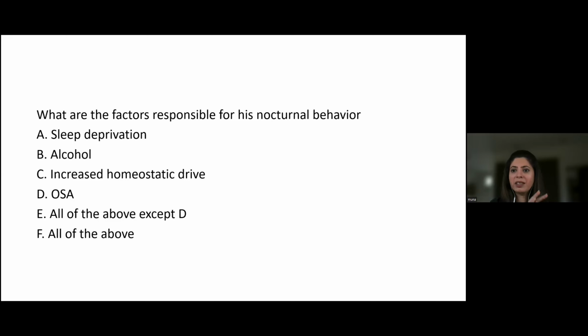Excellent. You guys already know everything about sleep. So E is the correct answer. All of the above factors play a role into this nocturnal behavior, except D, because in the vignette, there were no signs and symptoms which could suggest it. He's a young college student. We didn't give the demographic of a person who would be at high risk of having obstructive sleep apnea, but sleep deprivation was at play.